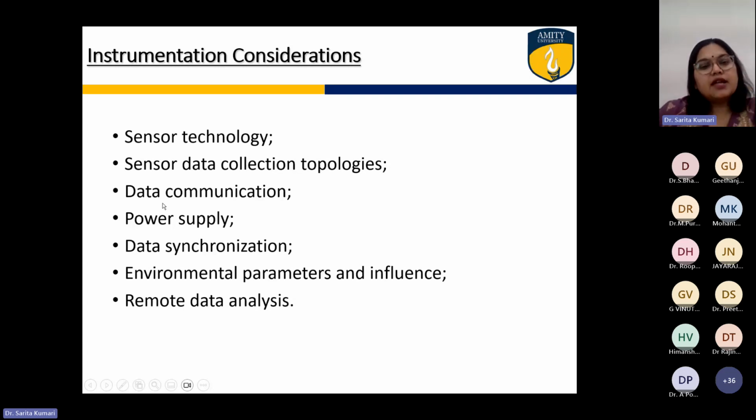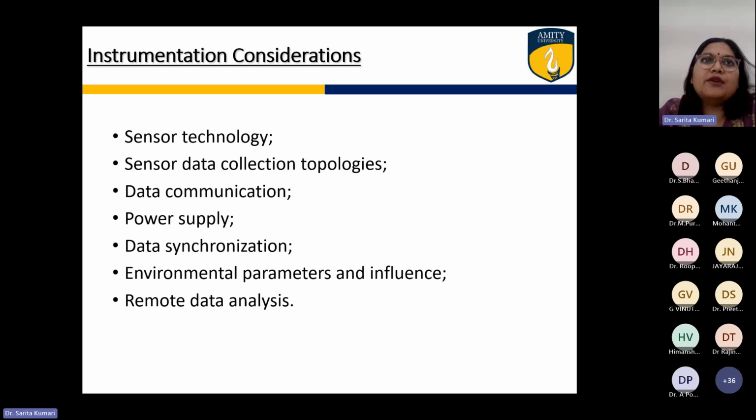Then, how we are communicating sensors with the physical world. Then of course power supply is required for any kind of sensor or device. Then data synchronization, environmental parameters and influences again play a very important role in considering any sensor. Remote data analysis is also one of the major parameters nowadays, because everything we are doing, we are trying to control from remote places. So it is a factor we should consider while designing the system.